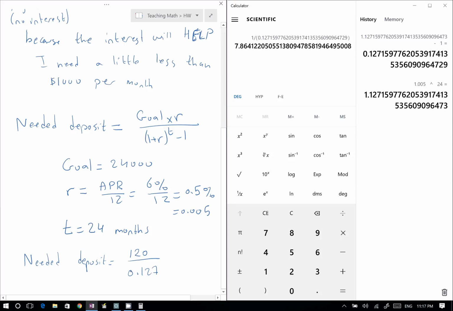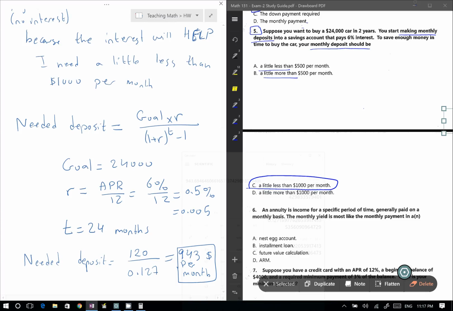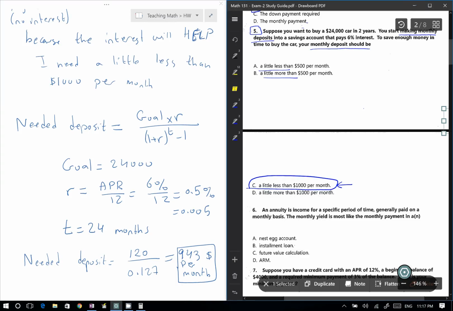Now this multiplied by 120. See, answer is $943 per month, which is a little less than $1,000. So this is confirming that this is a good answer. Moving on, I have to move quickly.